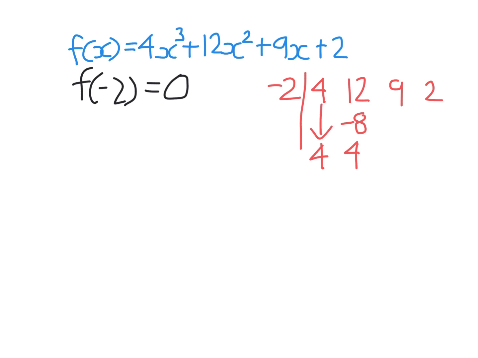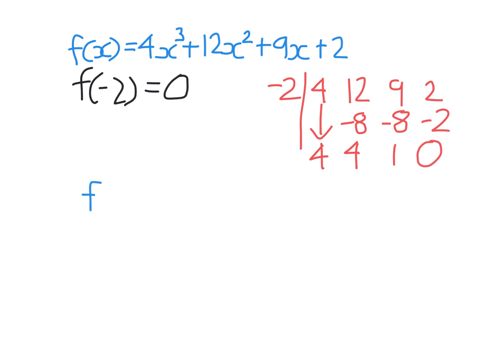Whenever we get a number down here, we multiply by the root. So negative 2 times 4 is again negative 8. 9 plus negative 8 is 1. And then when we get a number down here, multiply by the root. Negative 2 times 1 is negative 2. And our final remainder is 0, which we expected.